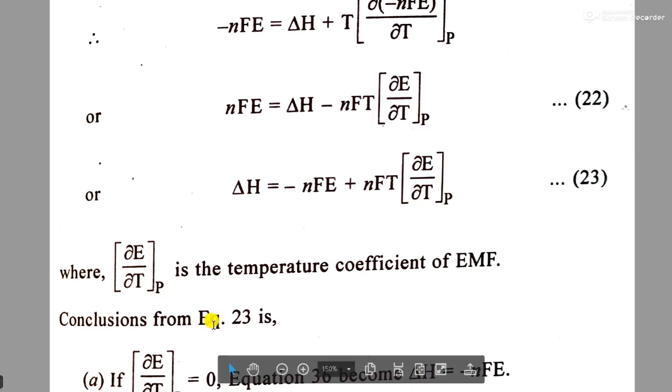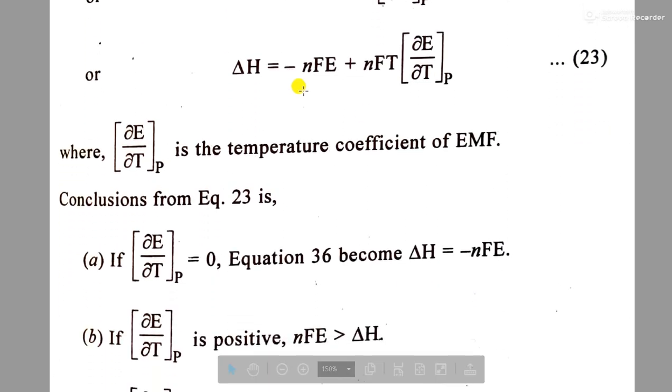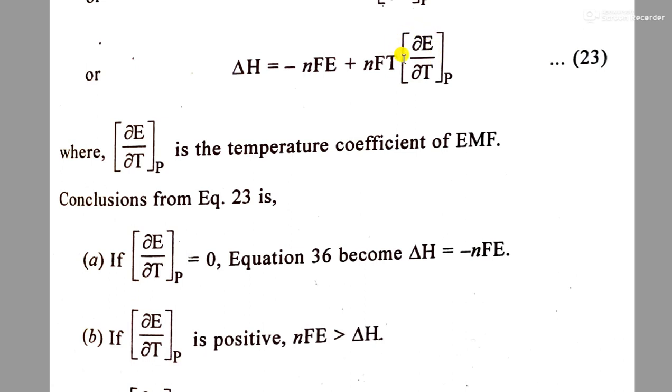So the conclusions from this equation 23 are given below. So you see that this equation is connecting delta H, that is the enthalpy change, and the electrical energy of the cell. So let us see the first conclusion. If dou by dou T of E at constant pressure is 0, if this part is 0, then delta H will be equal to minus NF E.